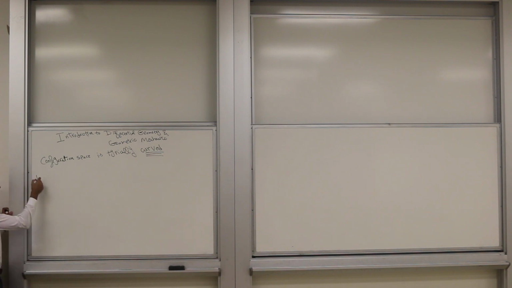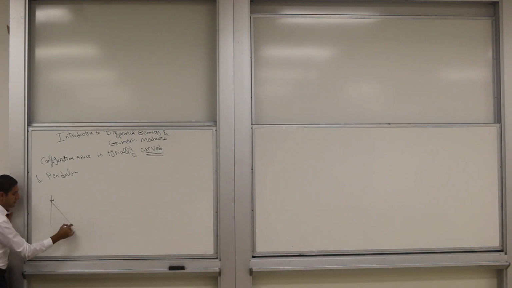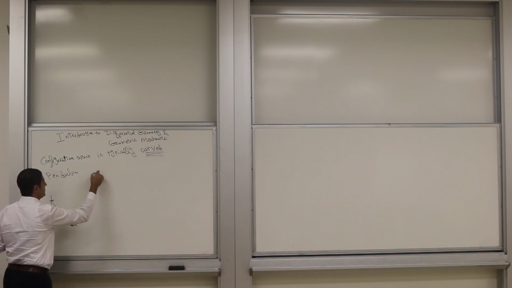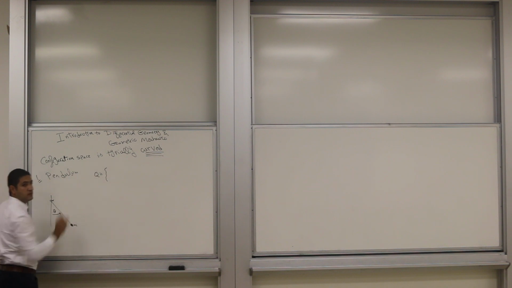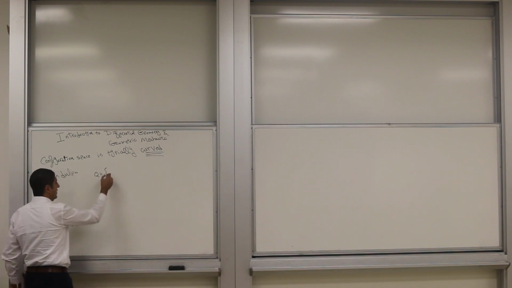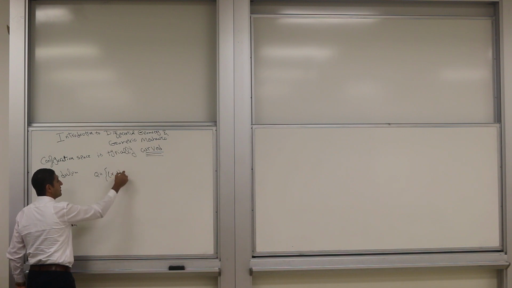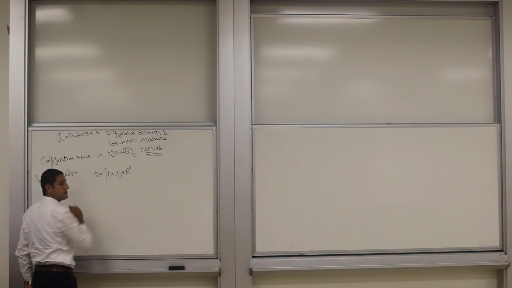Let's give an example. Example 1: pendulum. So here is a pendulum. Here is your mass. Here is your theta. What's the configuration space of the pendulum? Well, it's every x and y in the plane, right?